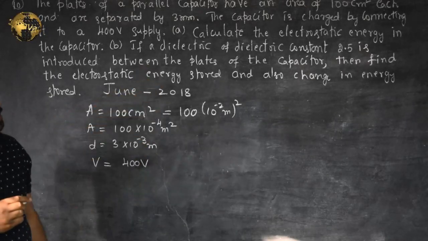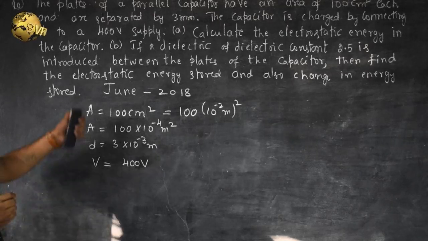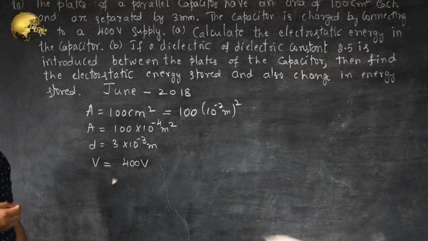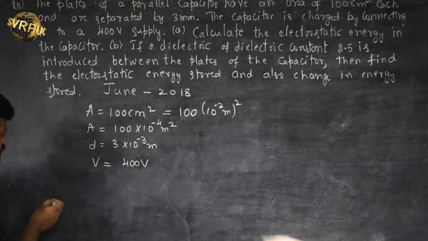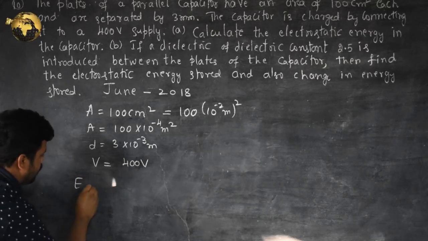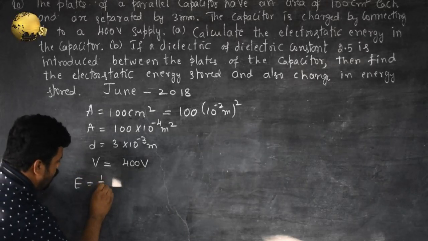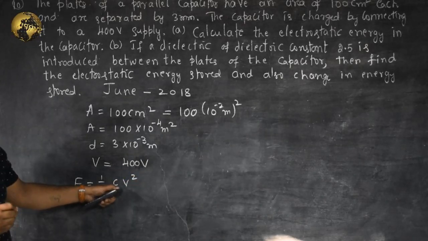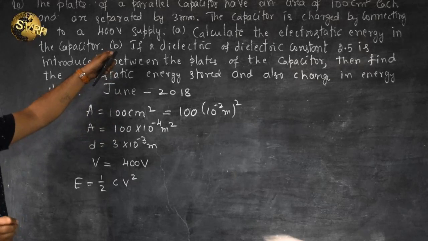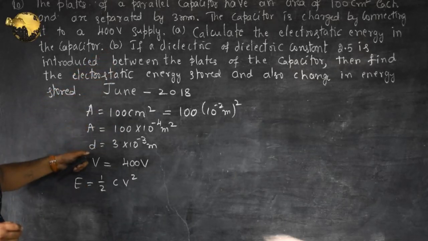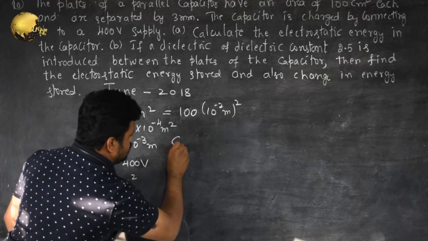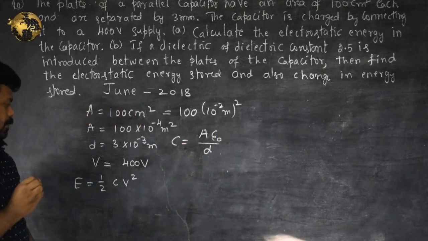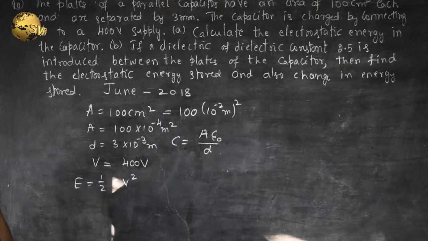Calculate the electrostatic energy in the capacitor. The formula for energy stored in a capacitor is U equal to half CV square. So we need the capacitance. First we need to calculate the capacitance using A and D. So capacitance C is equal to A epsilon naught divided by D.